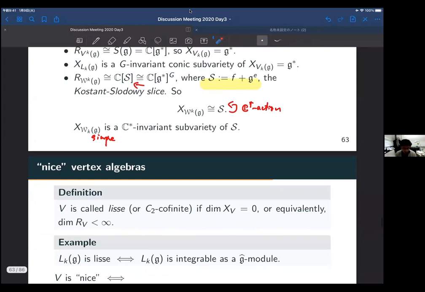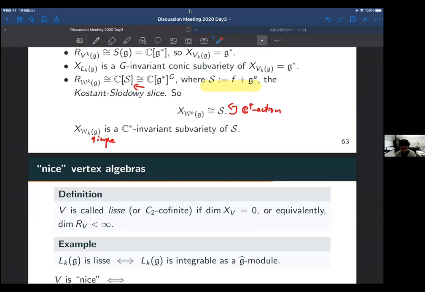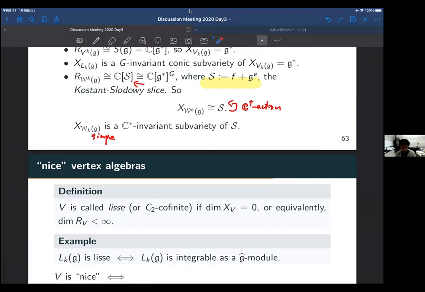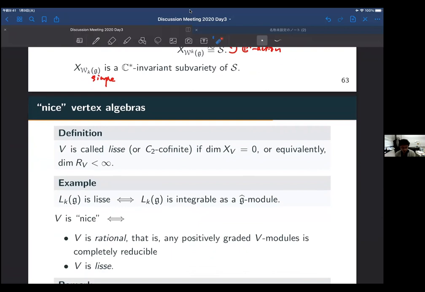For example, in the case of a simple affine vertex algebra, this holds if and only if it is integrable as a g-hat module. So this condition characterizes the integrability condition, and using it, integrability is generalized to an arbitrary vertex algebra. This is a very natural finiteness condition. We say a vertex algebra is nice if V is lisse, and also if V is rational, that is, any positively graded module is completely reducible. For simple affine vertex algebras, these two conditions are equivalent, but in general they are not. So we impose both of these two conditions.